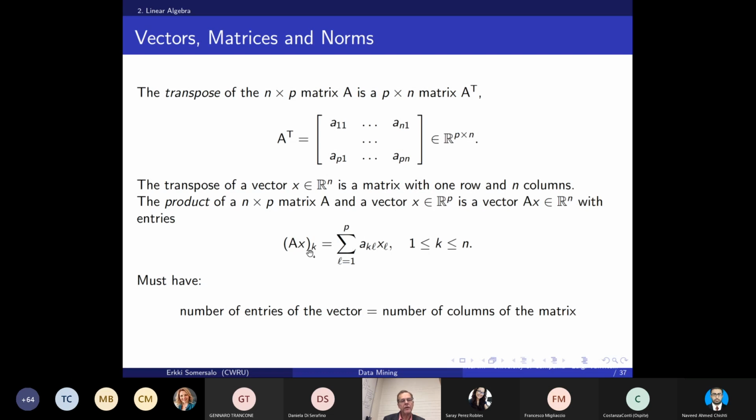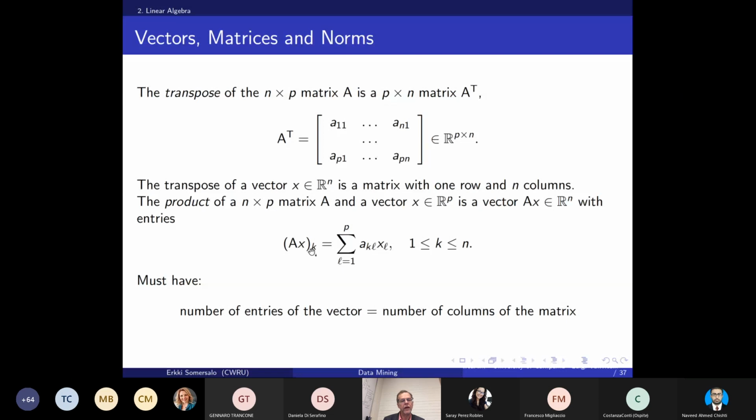The matrix vector product is an important object, and often it is defined component by component. If I have a vector x which has components xl, and a matrix which has components akl, you take a row at a time from your matrix, multiply it with the column component by component, and then sum up. So this is the formal definition of the matrix vector product.